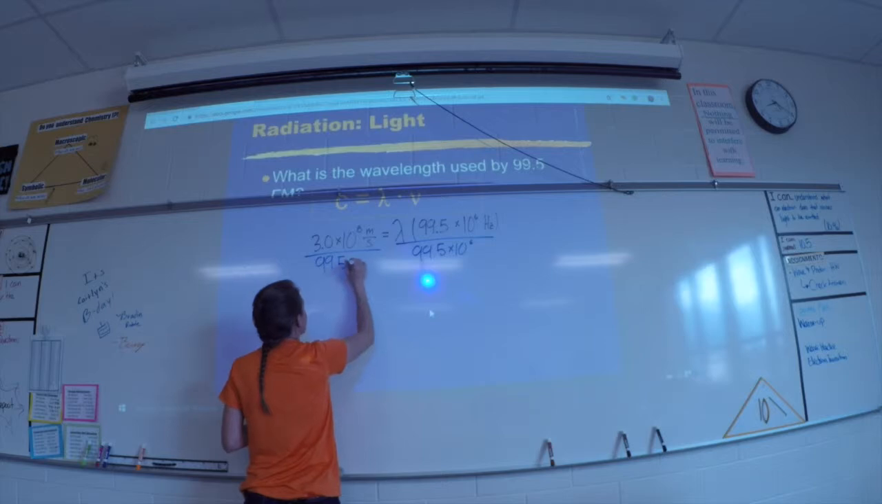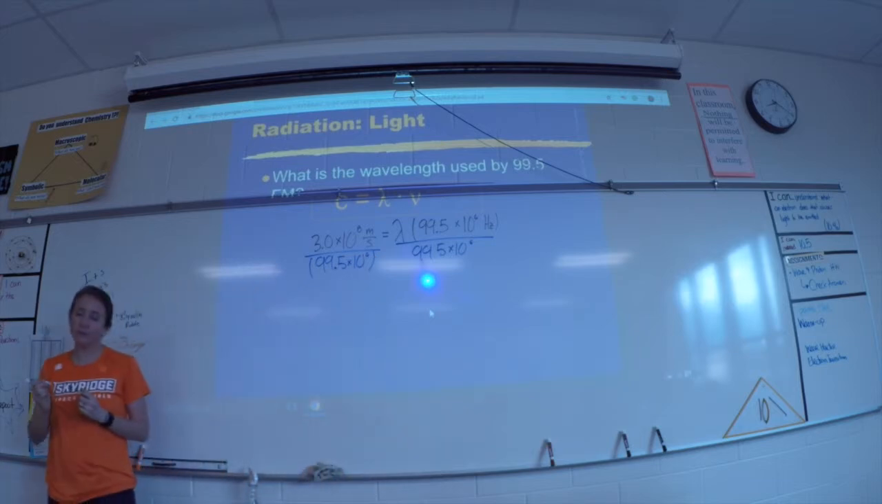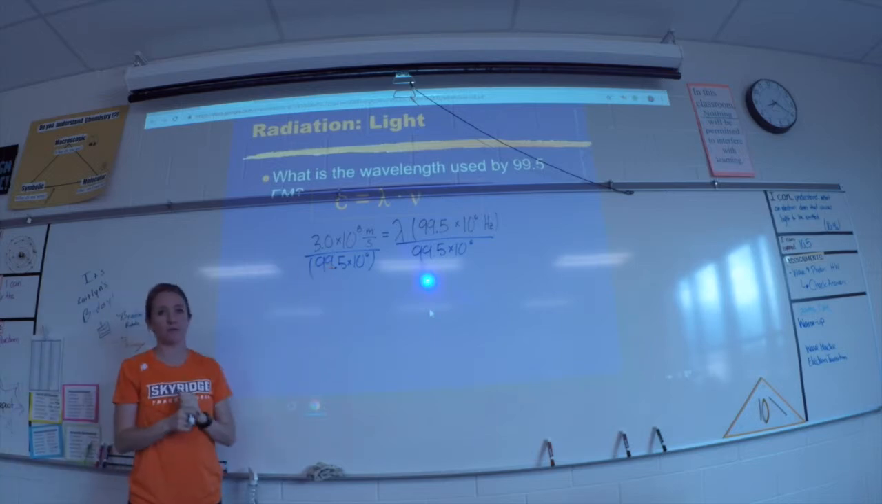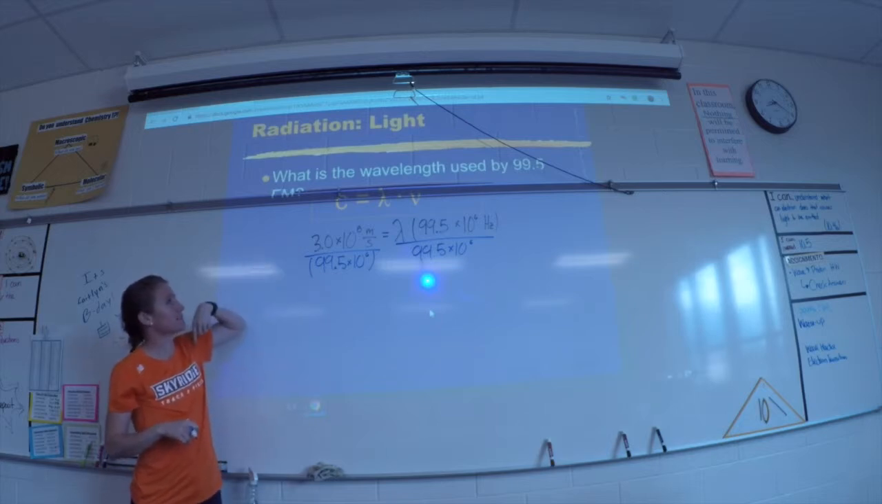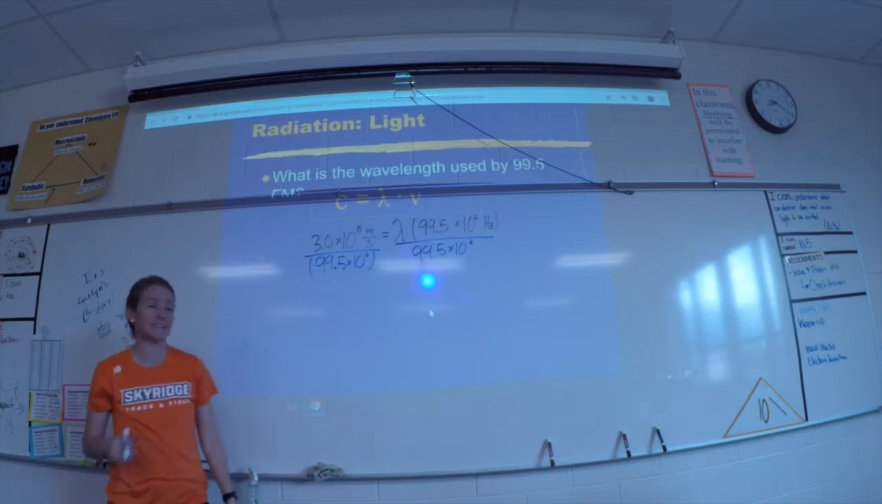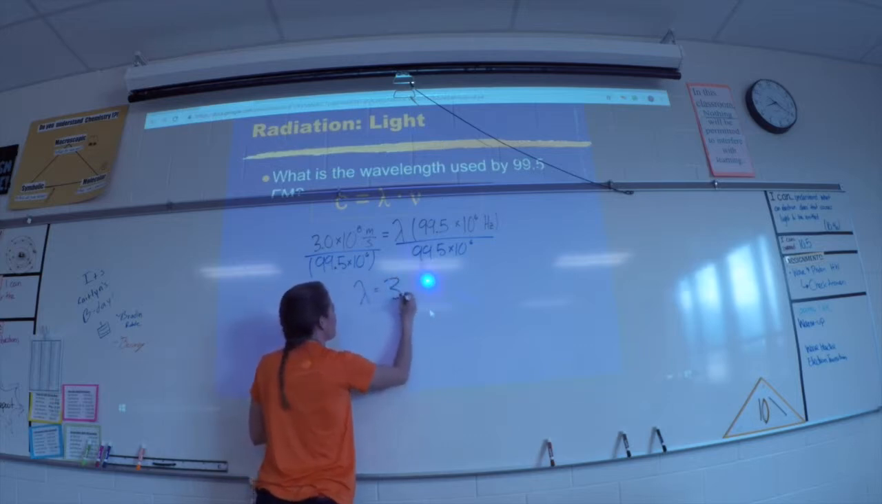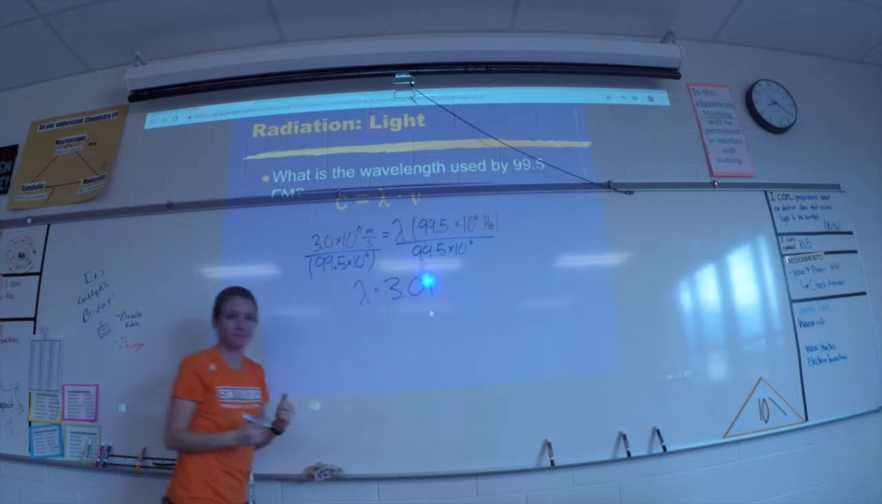Now, the other biggest mistake I see made is calculator issues of not putting that in parentheses. If you don't put in parentheses, you will not get the right answer, unless you use the EE shortcut, then you don't have to use parentheses. But otherwise, you have to. So we take 3.0 times 10 to the 8 divided by 99.5 times 10 to the 6. When we plug that into our calculators, you'll get an answer of 3.01.